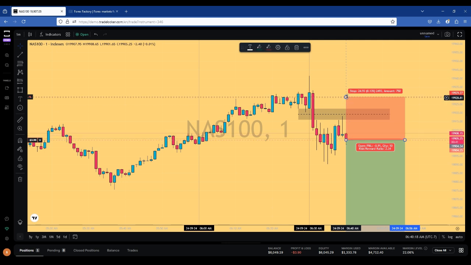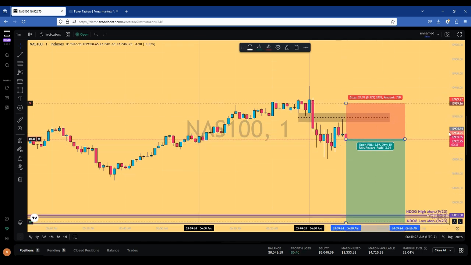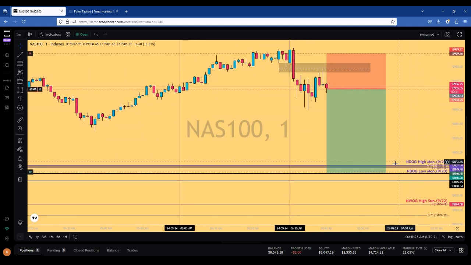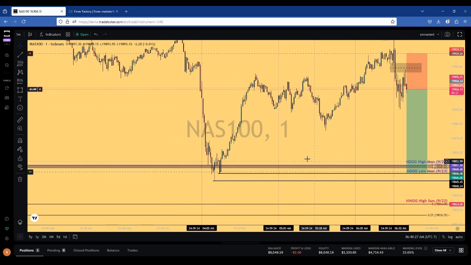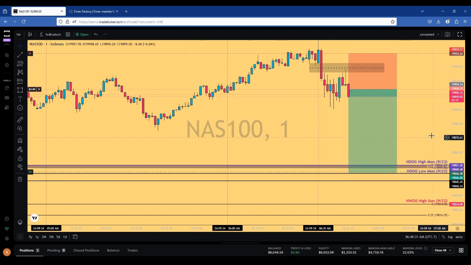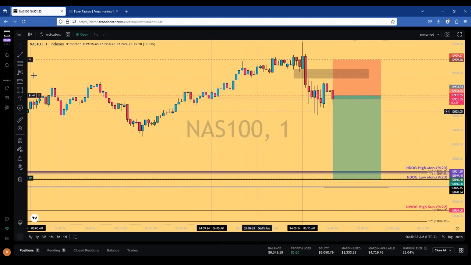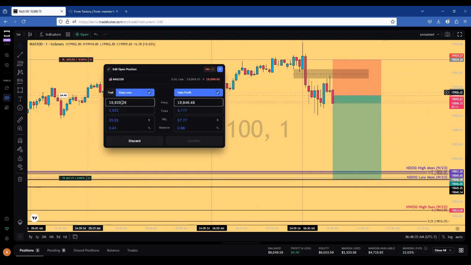Stop loss above fair value gap. Take profit down here at the first equal low below the new day opening gap. This is for risking $25 to make 57 potentially.